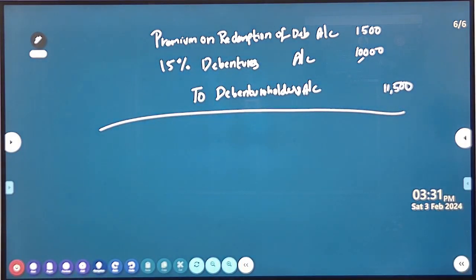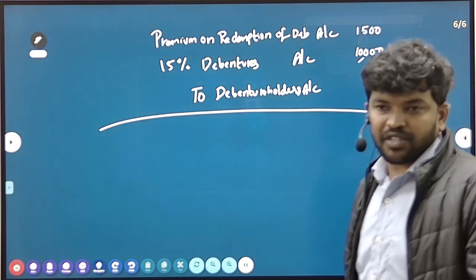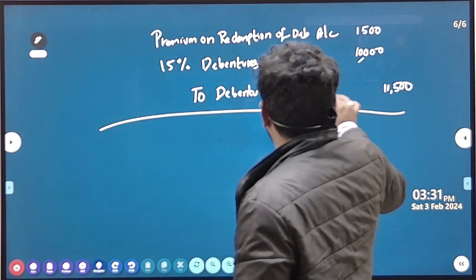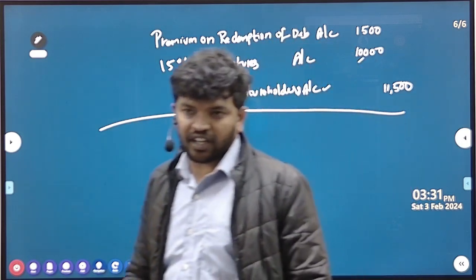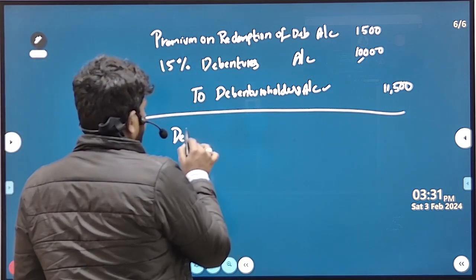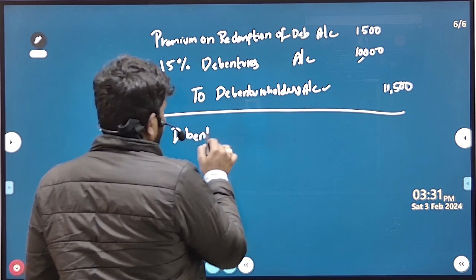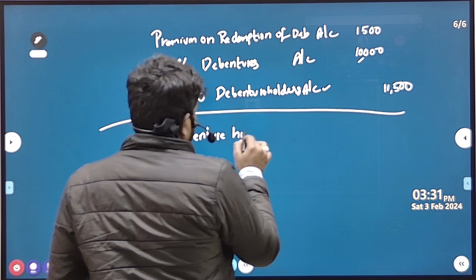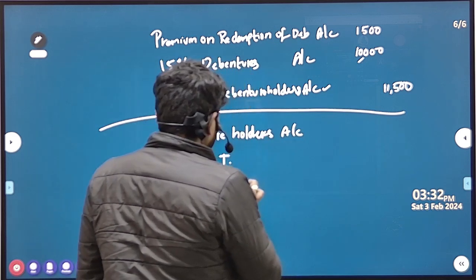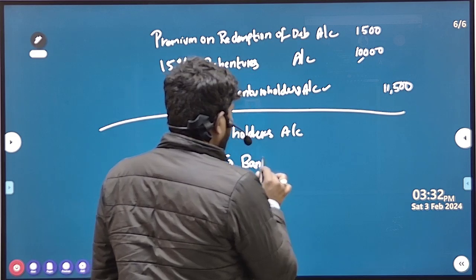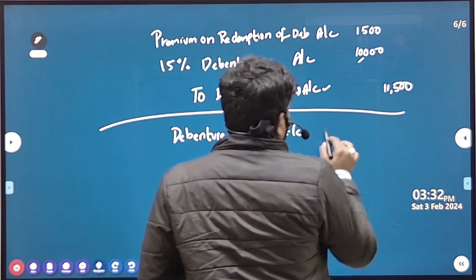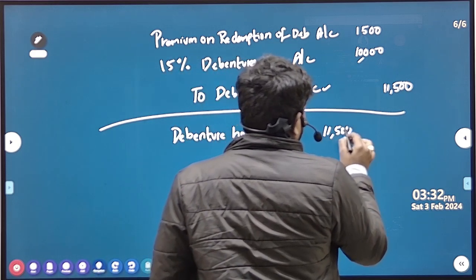Okay. You can write debenture redemption account also, debenture holders account also, both are the same. You can write anything. What will be the next entry? Debenture holders account debit to bank account. You need to pay back the amount, which is called redemption. 11,500.